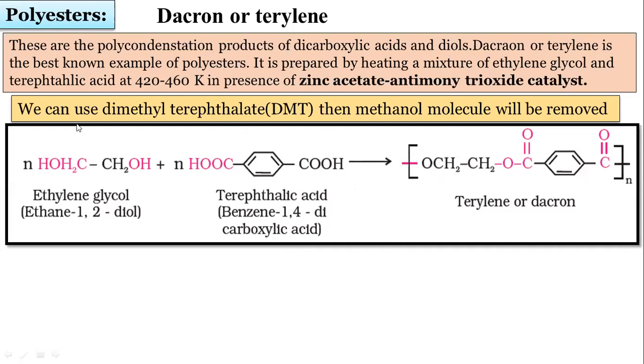Another possibility, we can use dimethyl terephthalate, called DMT. Instead of terephthalic acid, we can use dimethyl terephthalate. Then a methyl alcohol molecule is removed. Means we can use terephthalic acid also, and we can use dimethyl terephthalate. But this reaction is not shown.